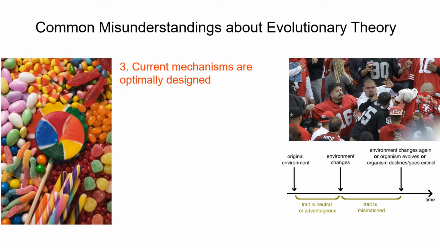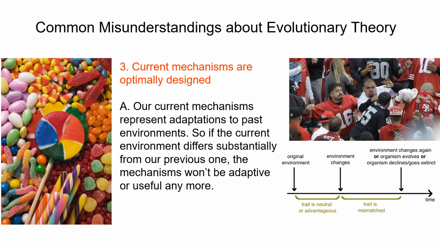Next one, and I'm going to talk about this one for a little while, and that is the misconception that current mechanisms are optimally designed. What we actually know is that no, our current mechanisms represent adaptations to past environments. So if our current environment differs substantially from our previous ones, the mechanisms we have aren't necessarily going to be useful anymore. And I'll even talk about how it might not be due to environmental mismatch, but might be due to other reasons.